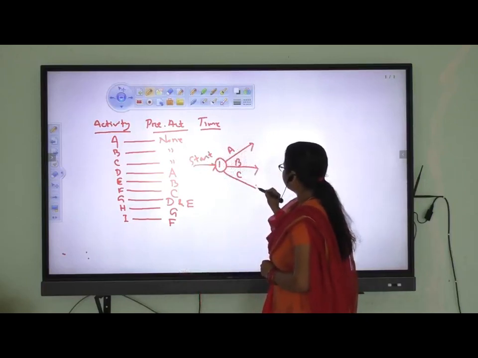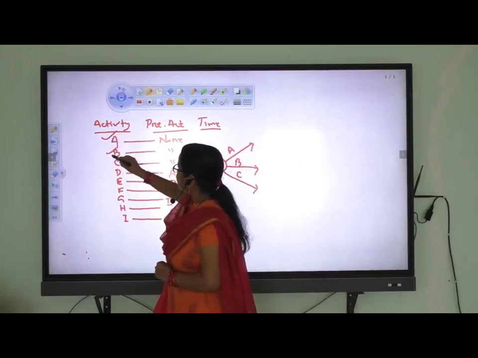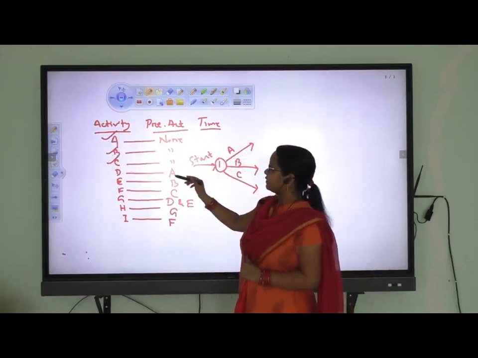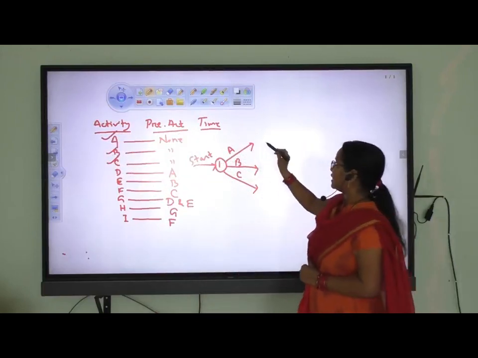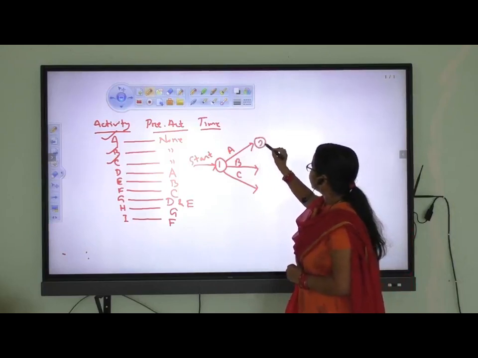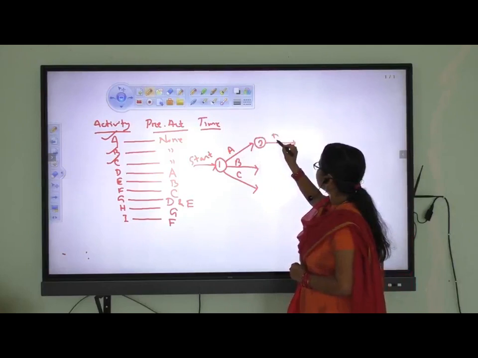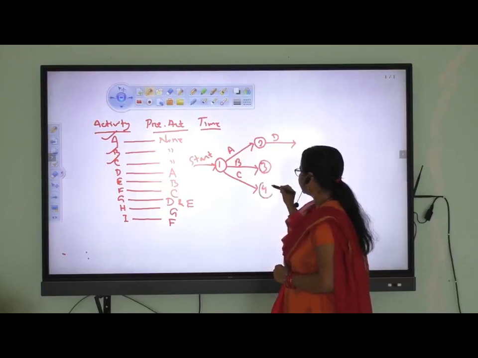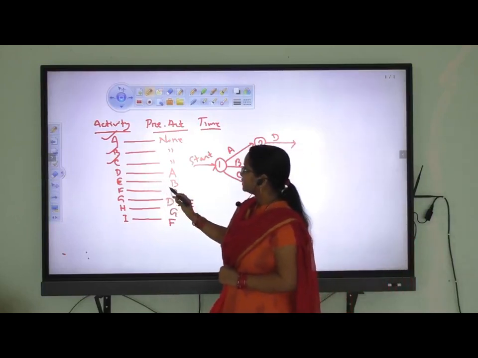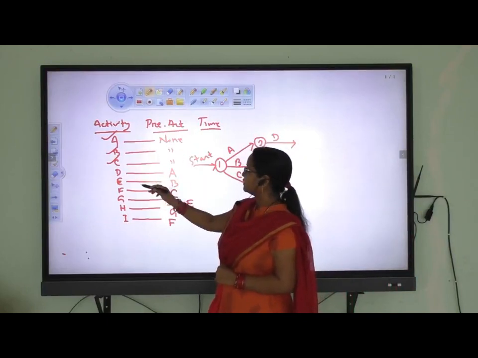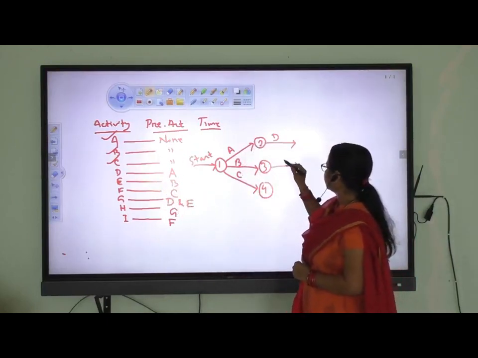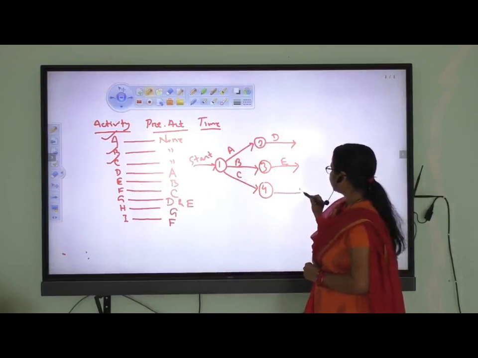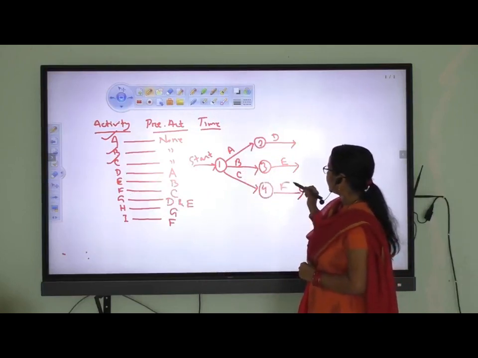Then we progress. Then A, B, C. Then D comes after, its prerequisite activity is A, means D comes after A. So here event 2, and the activity is D, or here event 3, here event 4. Then E, the prerequisite activity of E is B, means here E. Then F, the prerequisite of F is C, so here F.